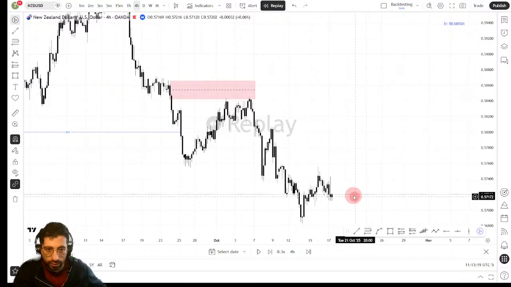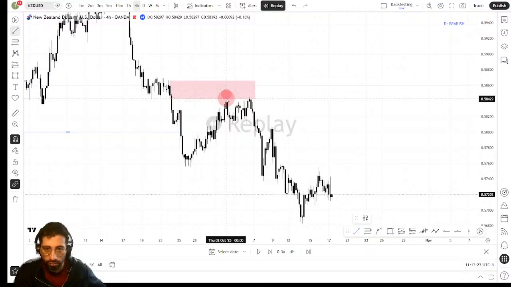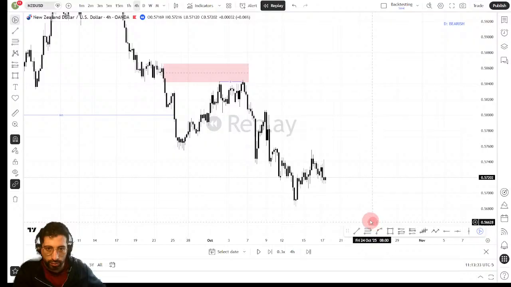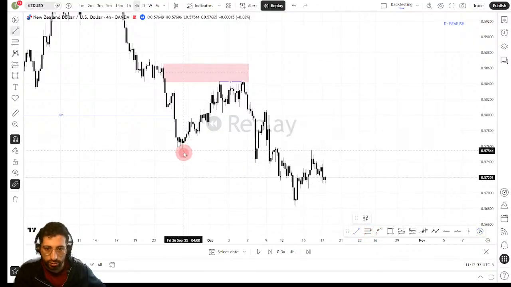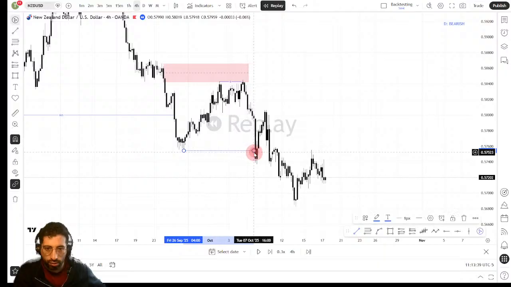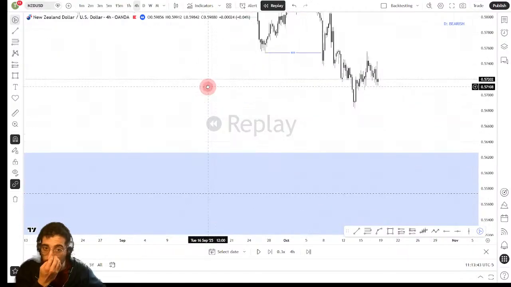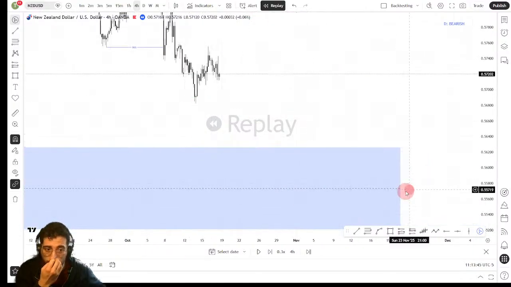This is it, which is a liquidity grab. There you have it, liquidity sweep. Liquidity has been taken. It's very evident. And after this liquidity has been taken, we have a break of the structure, which is here. Boom. Right, so now this is a strong high. This is a daily order block.